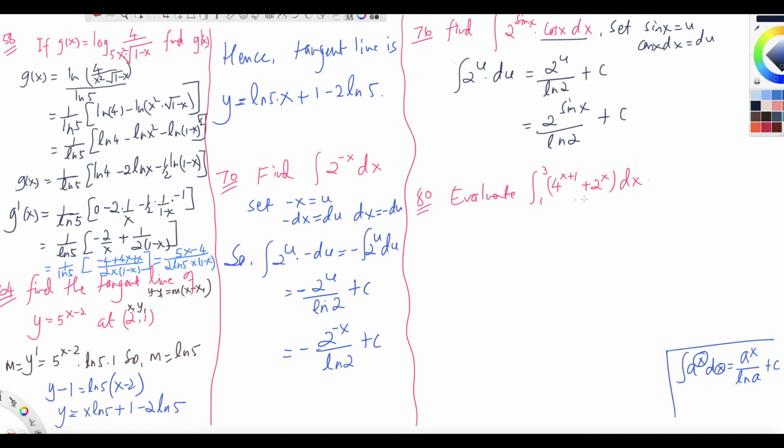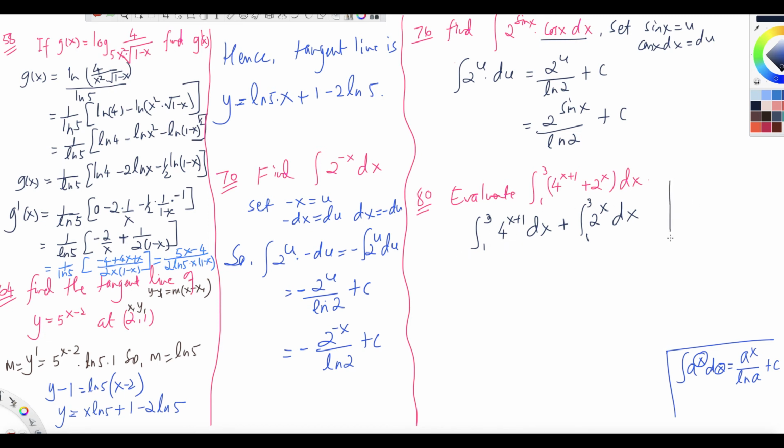Okay, how about this one? This one has a plus there, so you can divide it into two functions. You can write this as the integral of 4 to the x plus 1 dx, plus the integral of 2 to the x dx, from 1 through 3. You can do it like that. For the first integral, you can take that as u.